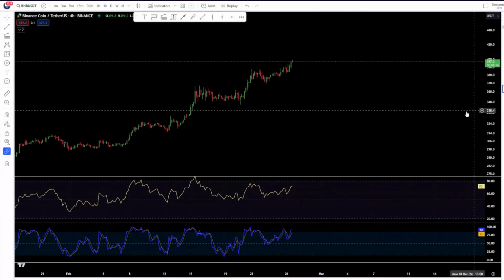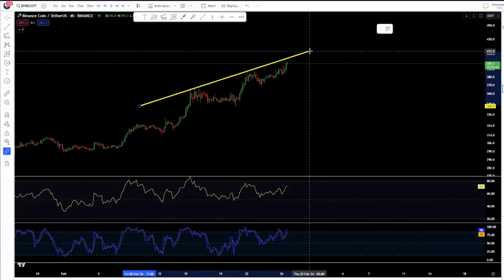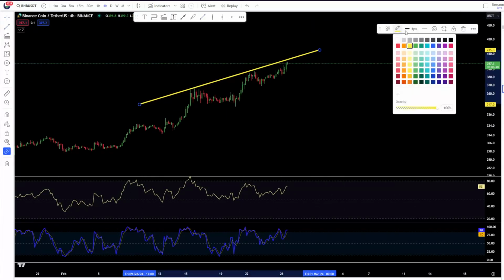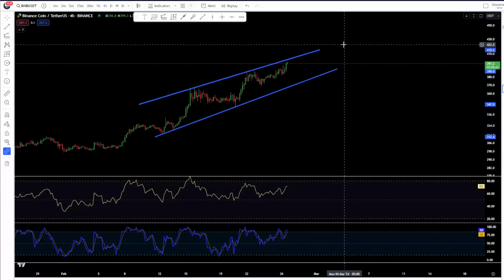Third, we will check the BNB chart on a 4-hour time frame. As can be seen at the beginning, the price is again approaching the upper limit of the ongoing upward trend channel, which may limit the upward movement.